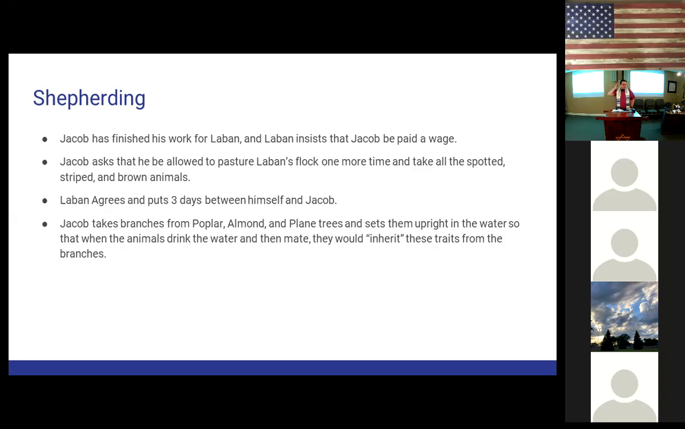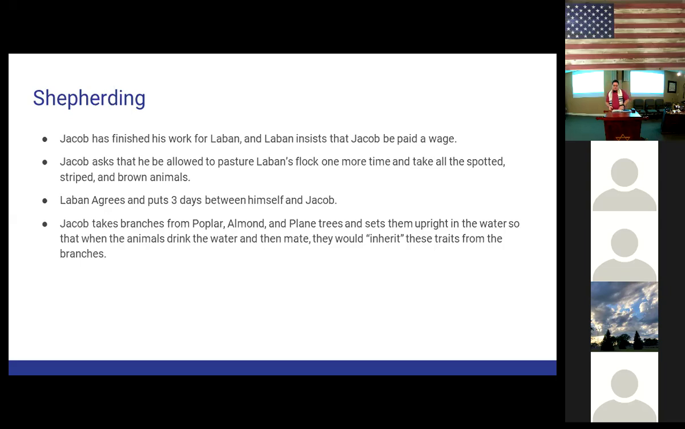Jacob doesn't really want anything, so he tells Laban, tell you what, out of your flock, let me take all the spotted, striped, and brown animals, sheep and goat. Laban agrees and puts 3 days between himself and Jacob, and when I read this, I was like, why did he put 3 days between himself and Jacob? Is he setting himself up to get duped? This is actually clarified in the commentary.